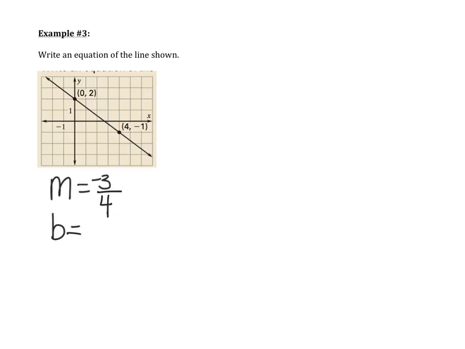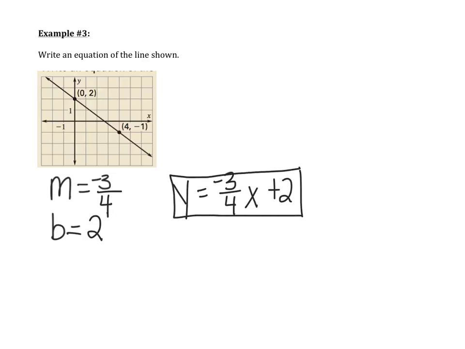Looking at the graph to find the b, we look at the spot where the line crosses the y-axis, which would be right here at (0, 2). So that means our y-intercept is 2. So our final equation, putting it into slope-intercept form, y equals mx plus b, would be y equals m, which was -3 over 4, x, plus b, which is 2.